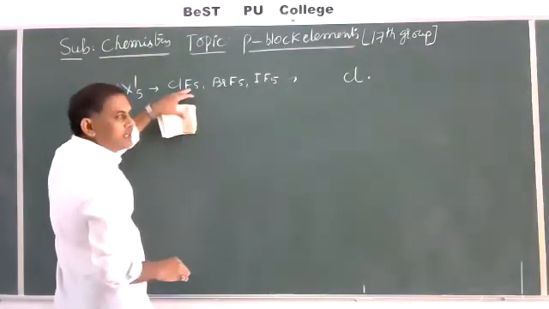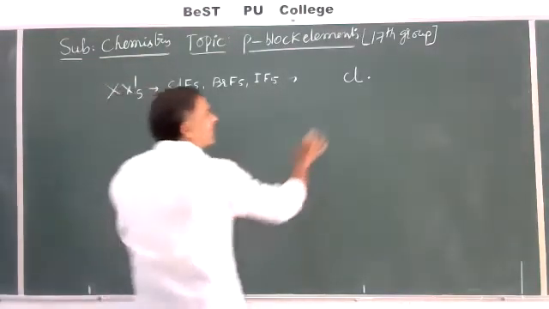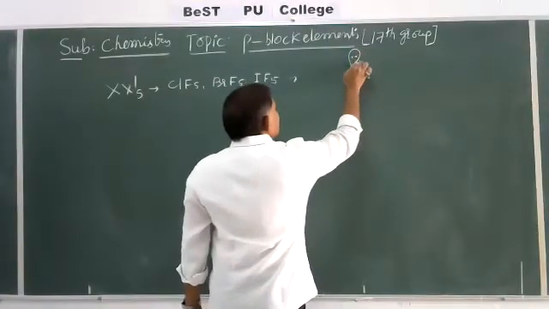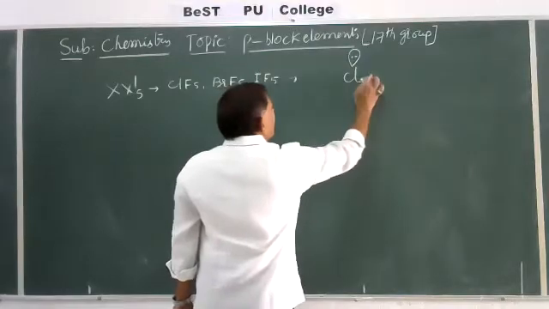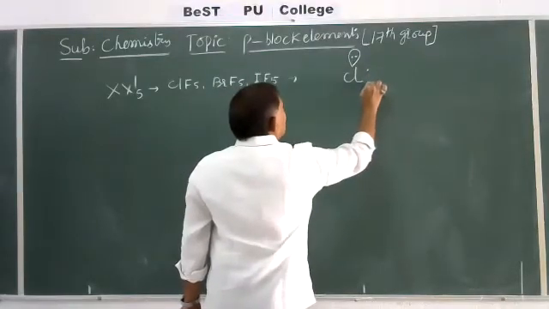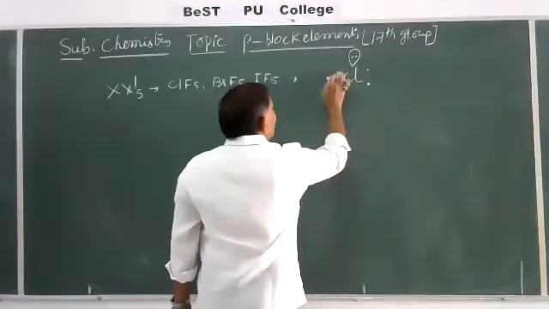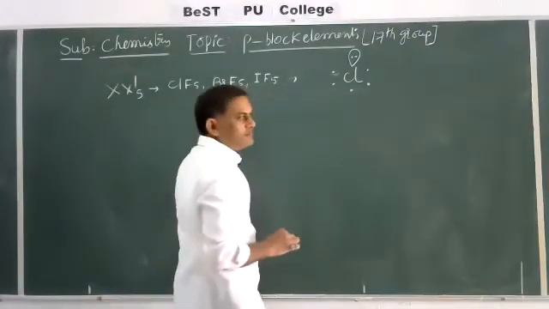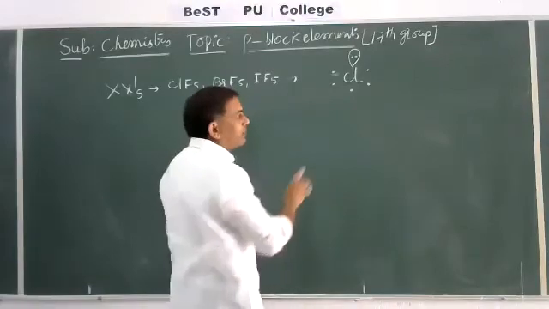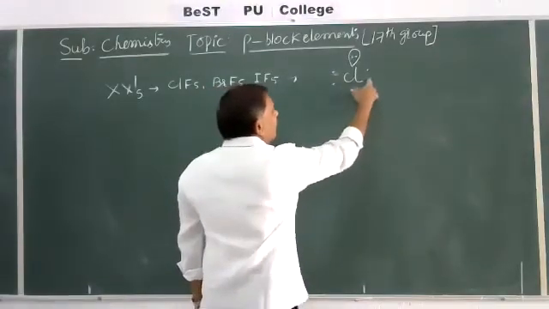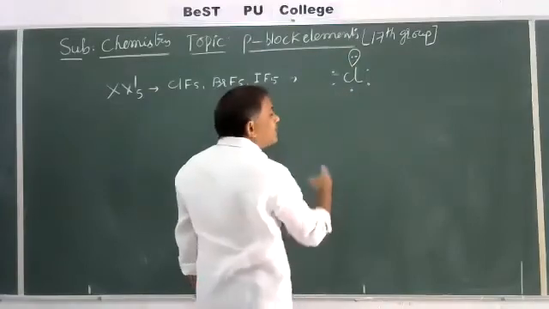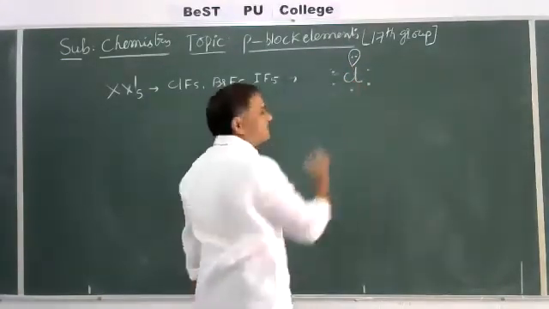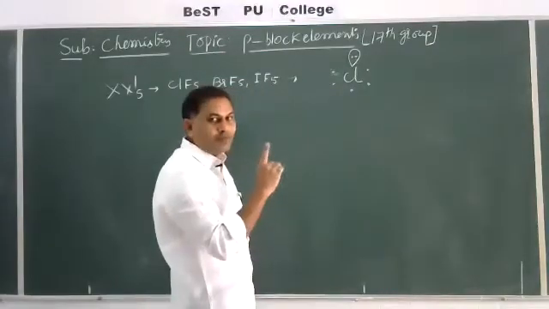So second excitation takes place. That's why it contains only 1 lone pair. Remaining, 5 unpaired electrons are present, like this. Total 7 are there around chlorine: 1, 2, 3, 4, 5, 6, 7. Originally, this is 1 pair, this is 1 pair, this is 1 pair. 3 pairs and 1 unpaired is there.